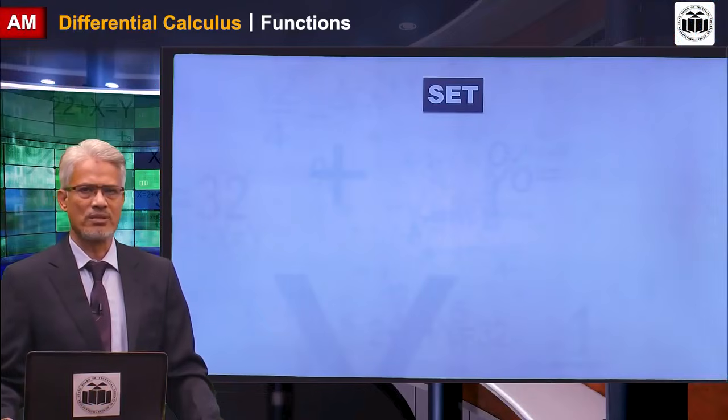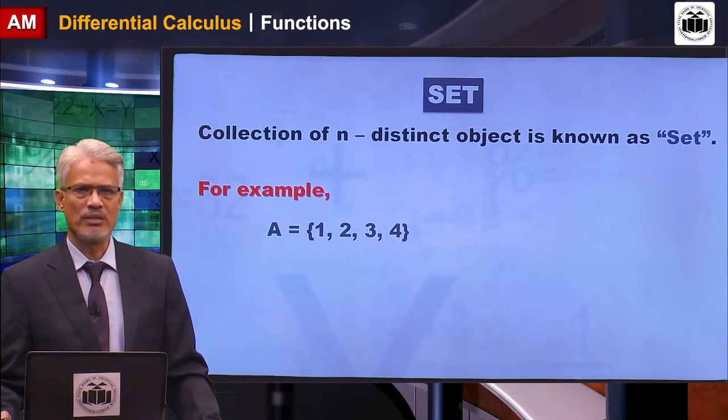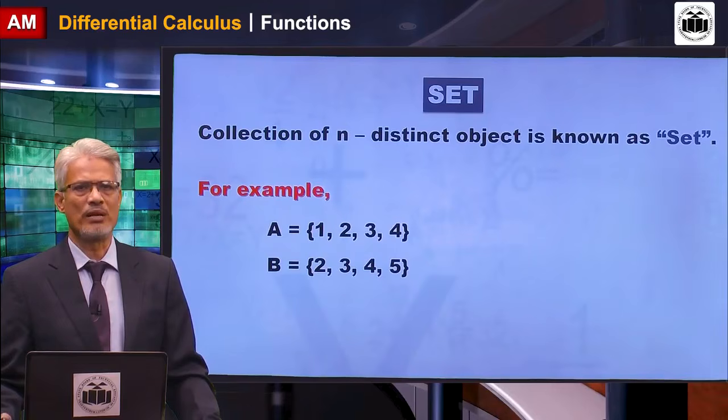Before starting with the function, we are going to define the set. You know, a set is a collection of distinct objects. Now we are putting two different examples. Let A be equal to {1, 2, 3, 4}, which is one of the sets. B is another set with the elements 2, 3, 4 and 5. We are interested to find the value of A union B. A union B is equal to {1, 2, 3, 4, 5}.